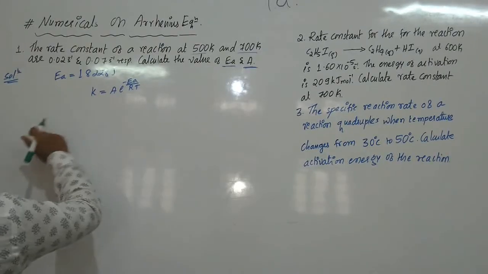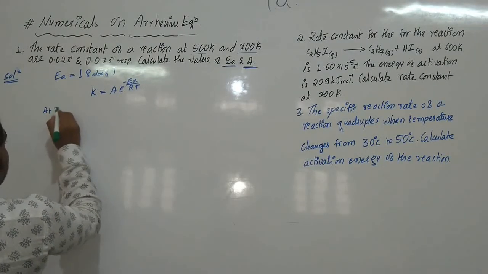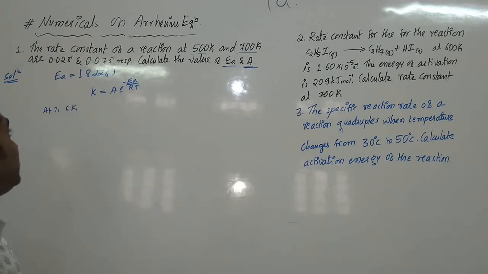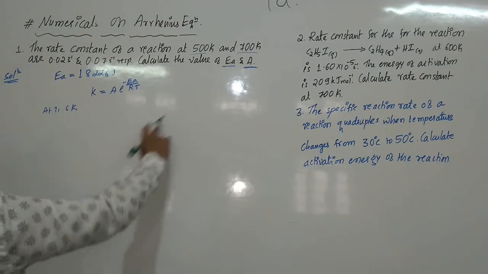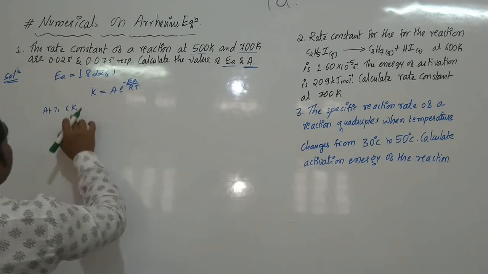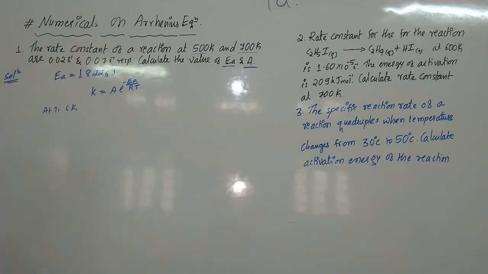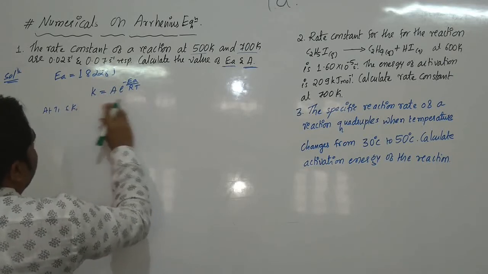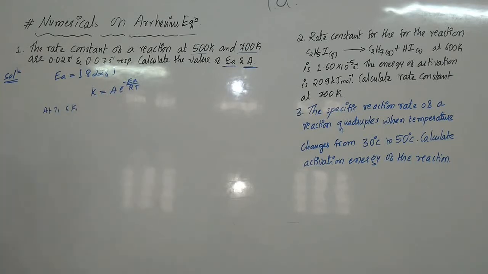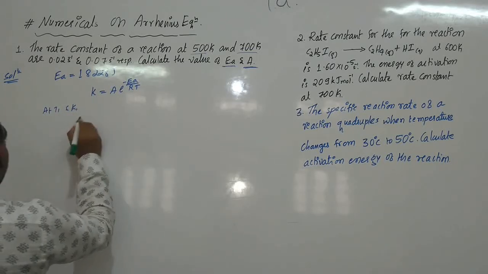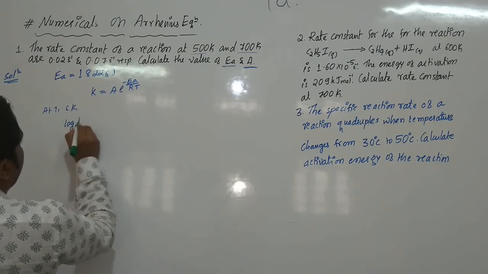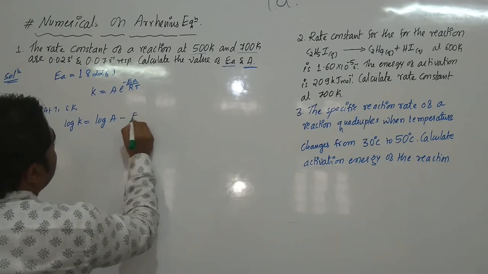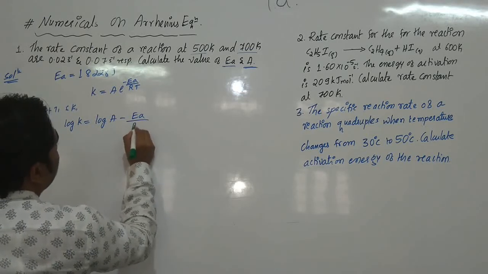Okay, so I will calculate this at T1 and K1. T1 is equal to how much? 500 Kelvin, and K1 is equal to 0.02 per second. To get the value of A, I have to apply log on both sides. What happens on applying log on both sides? Log of K is equal to log of A minus EA divided by RT.